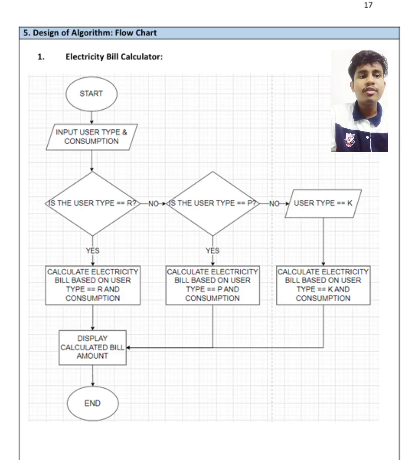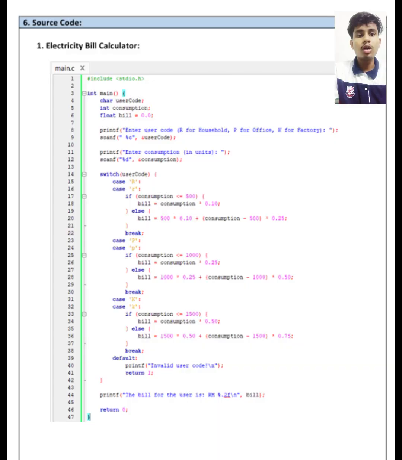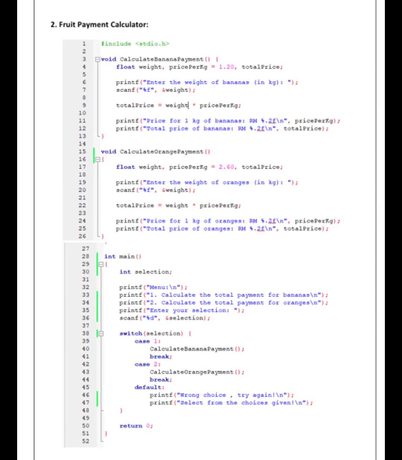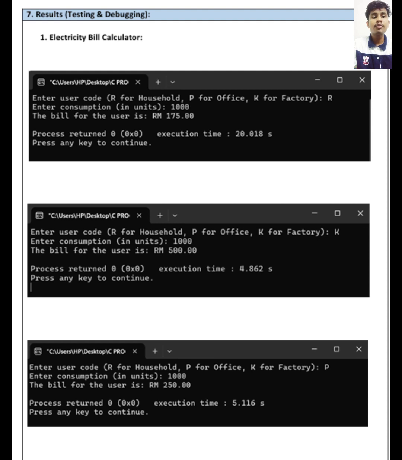You can see the flow chart for the electricity bill calculator. On the other hand, you can see the source code of the electricity bill calculator. Here is the coding for the electricity bill calculator. Here are the results for the electricity bill calculator for testing and debugging. You can see from the slide.